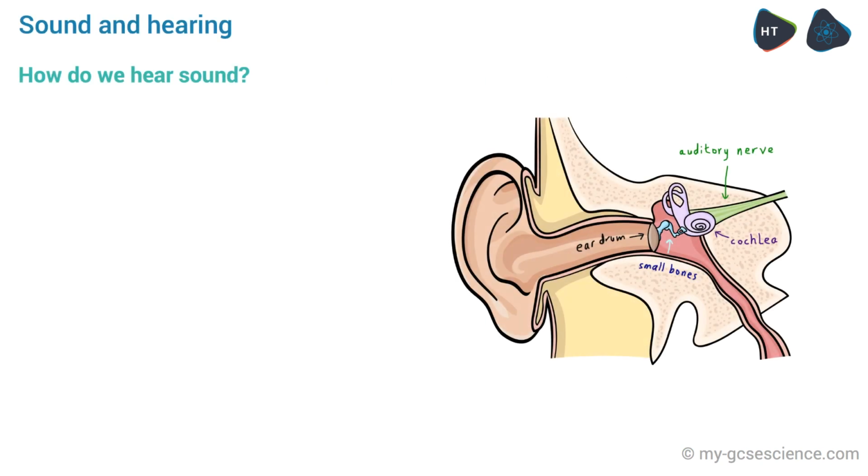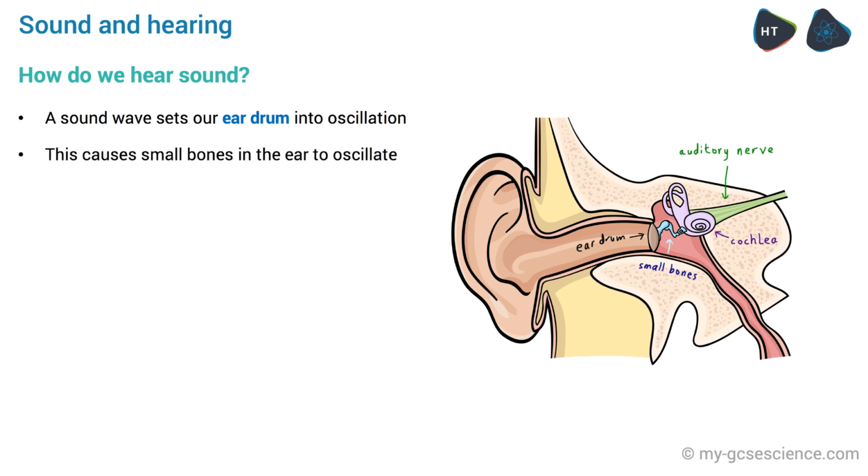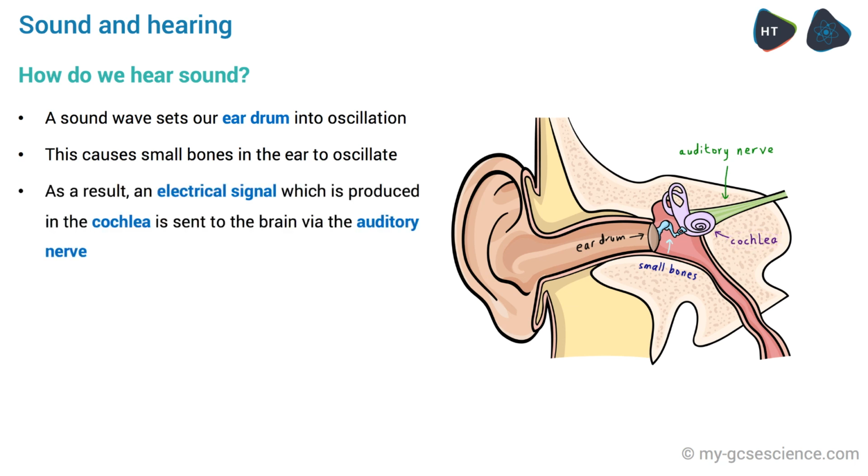So how do we actually hear a sound? When a sound wave enters our ear, its compressions and rarefactions set the eardrum into oscillation. As it oscillates, the small bones which it's connected to are also set into motion. The last of these is connected to the cochlea. Inside the cochlea, this vibration leads to the production of an electrical signal which is sent to the brain via the auditory nerve, which is where we get our sense of hearing from.